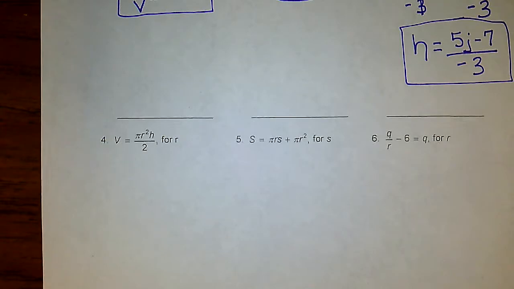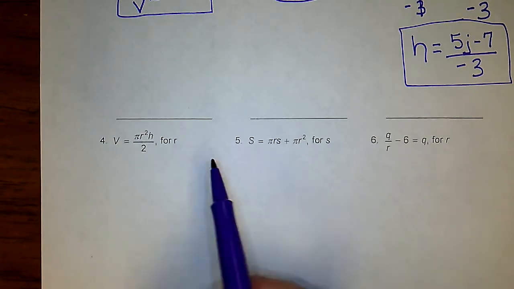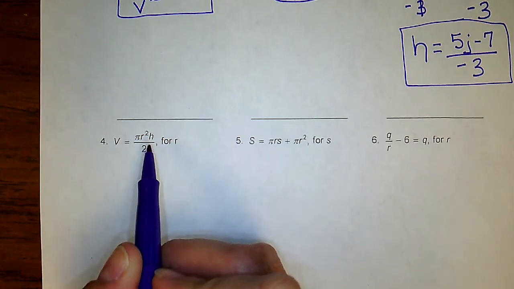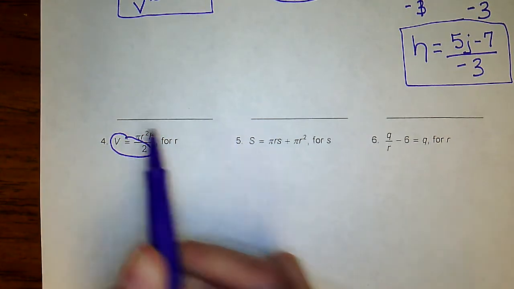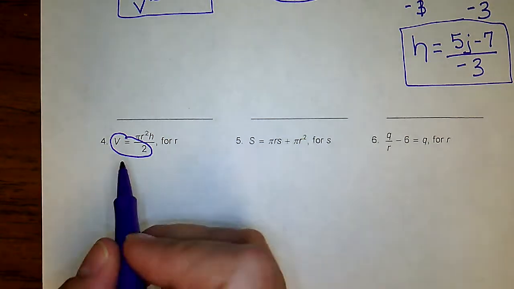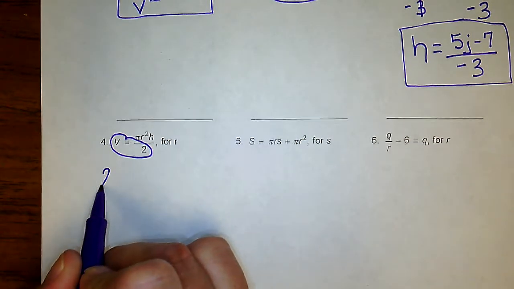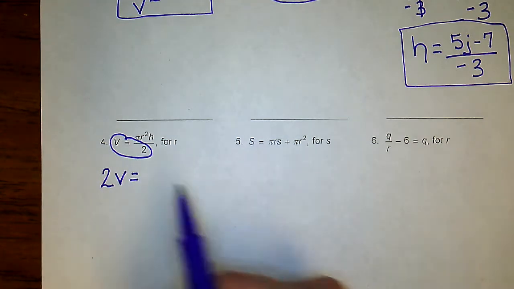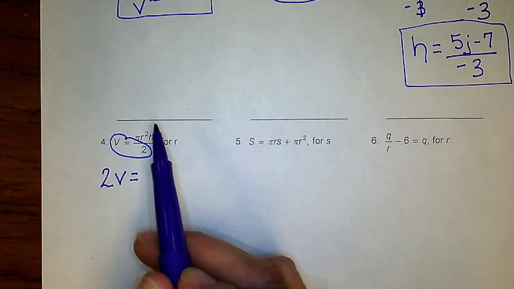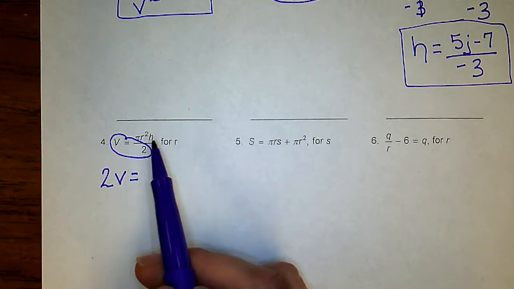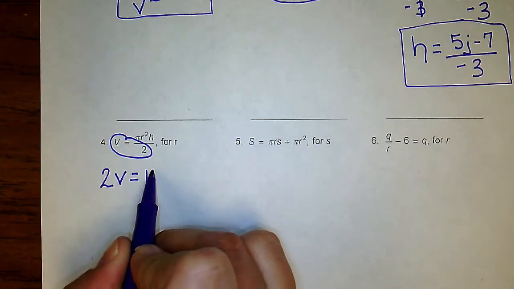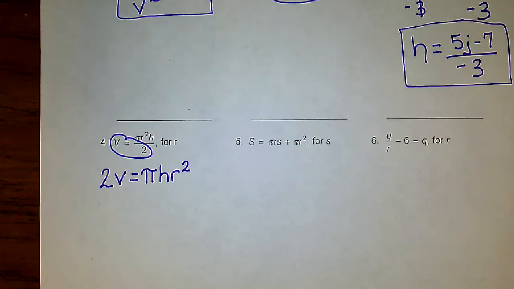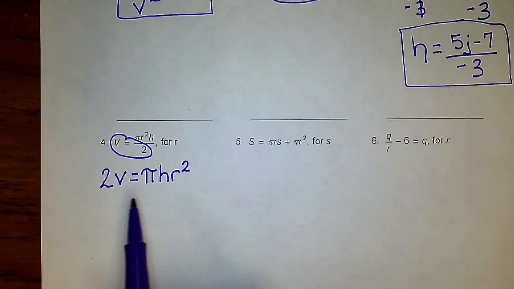Now looking at the bottom three problems. So on number four, they're asking us to solve for r. I'm going to start this just like I did number one. I need to get rid of that number in the denominator. So I'm going to multiply the v by the 2. Multiplication is commutative, so that's going to allow me to rearrange these terms here. Since I'm solving for r, I don't like to see it in the middle of the problem. So I just did a little bit of rearranging.